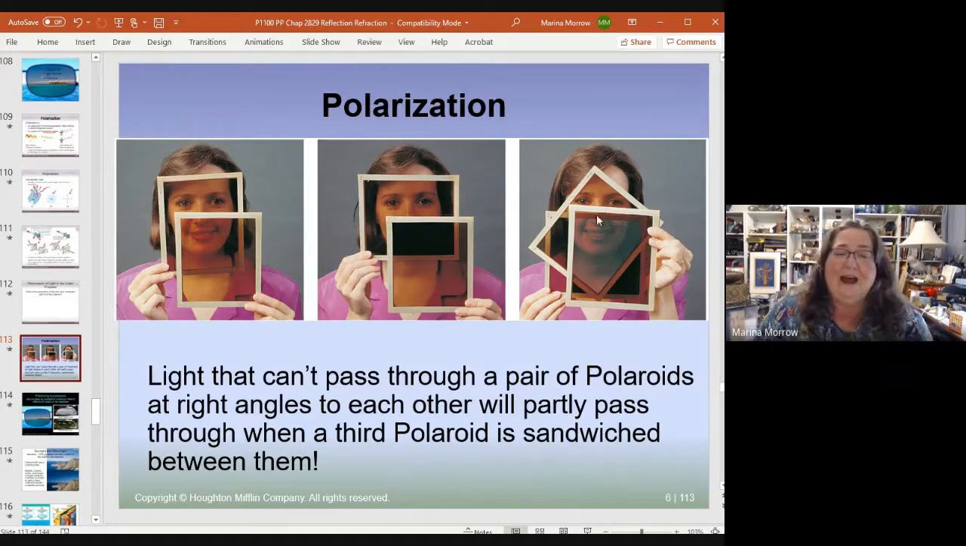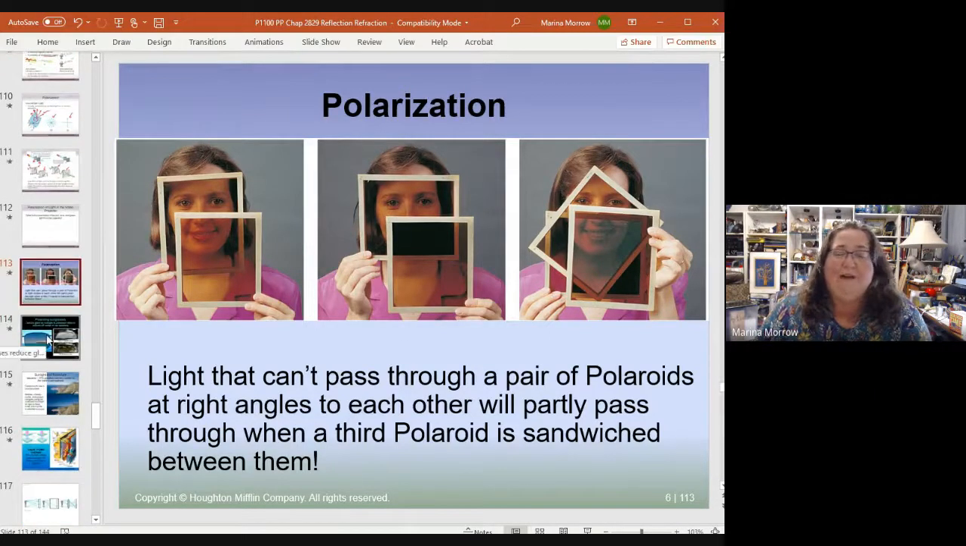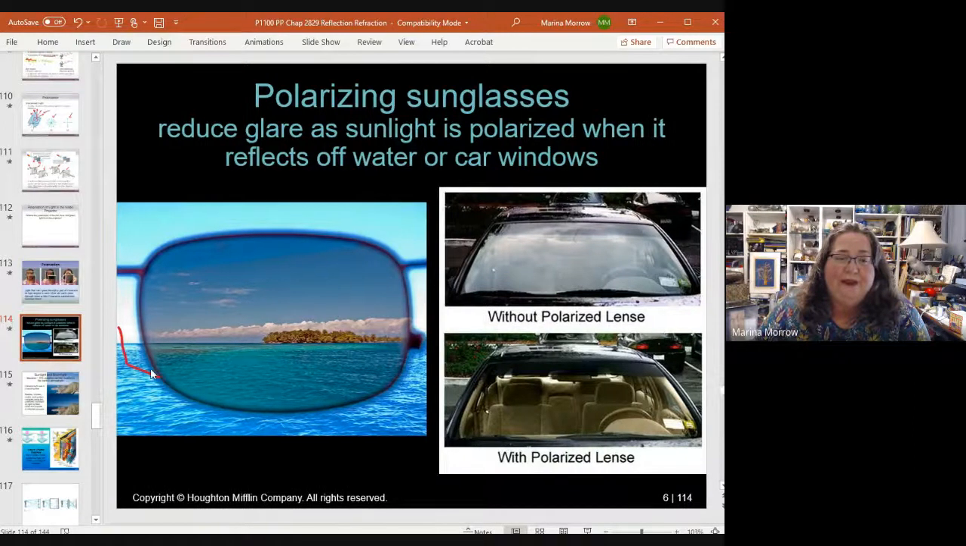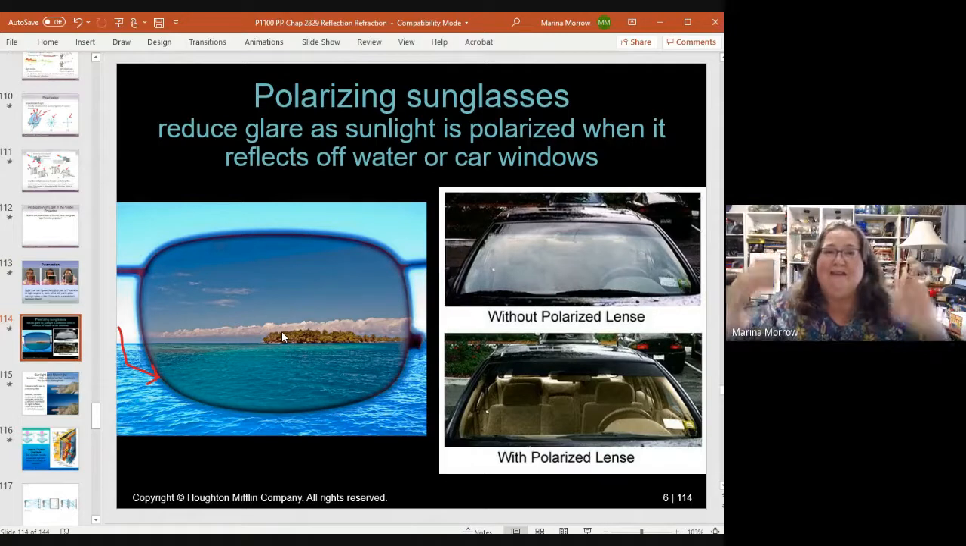Okay, so anyway, yes, that can still work. Now, how do we use polarizing filters? Well, one place we use them, of course, is over our eyes. For one thing, light that reflects off water or windows is polarized light. So we wear sunglasses out on the ocean, and that helps cut down on the light that is reflected up from the water and gets under our hat. And so we can see much more clearly with Polaroid glasses.